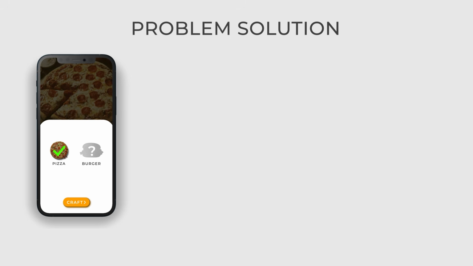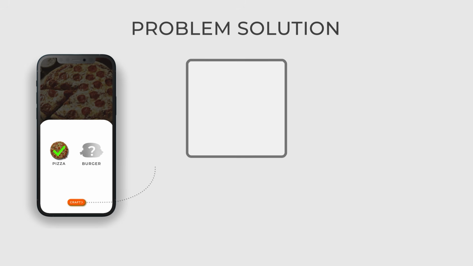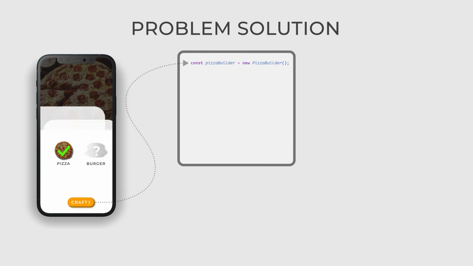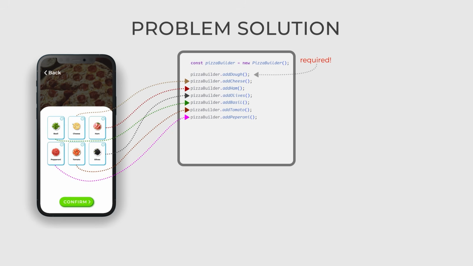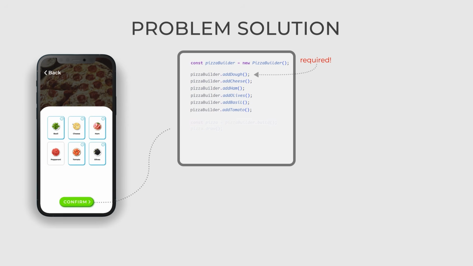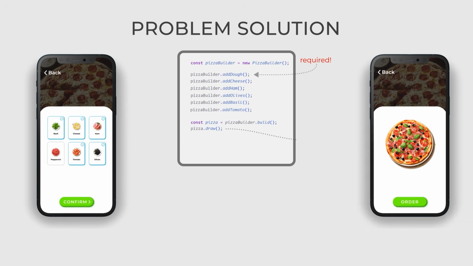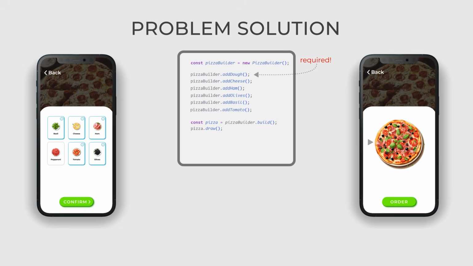When the user selects the product they want, we will create a new instance of pizza builder. We then will add all the ingredients selected by the user to the product and get a built product that we can already draw on the screen. Concrete builders know how to apply those specific ingredients to their product and how to build it at the end.